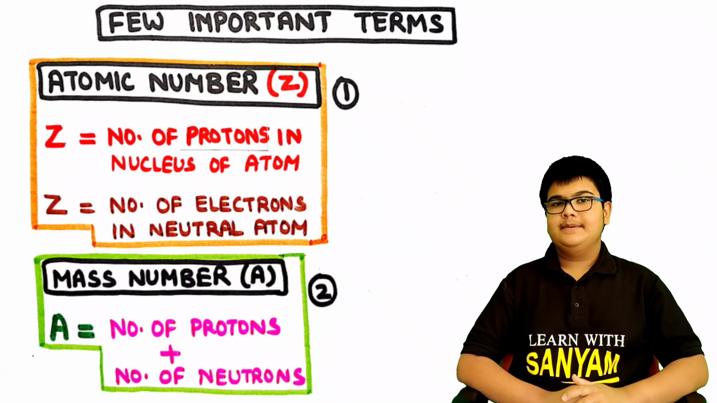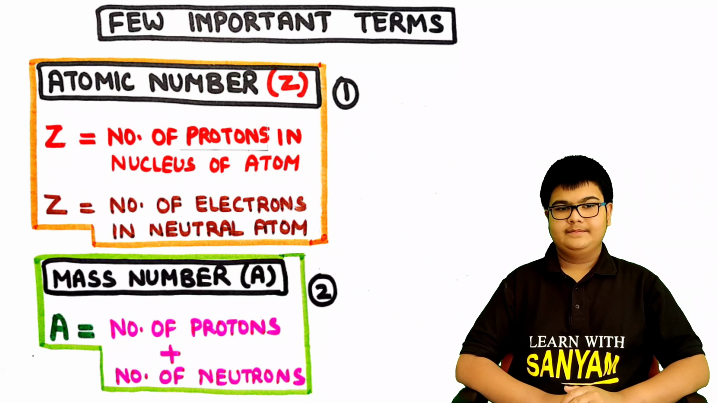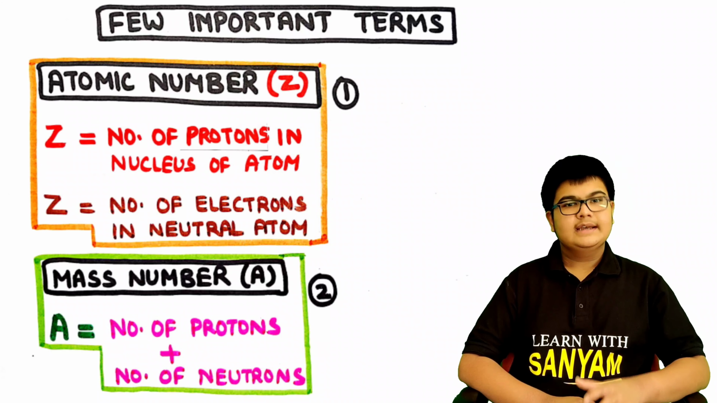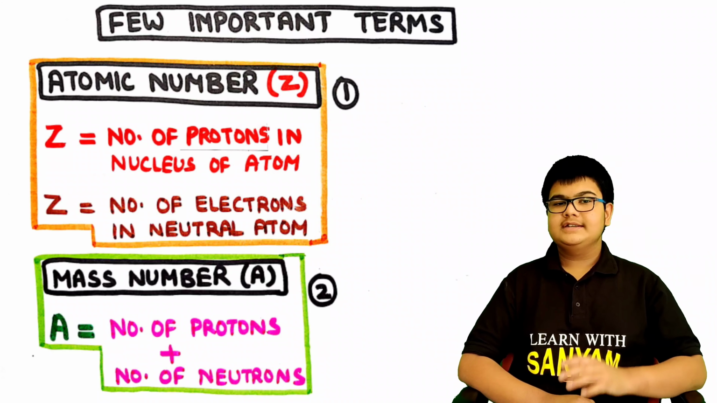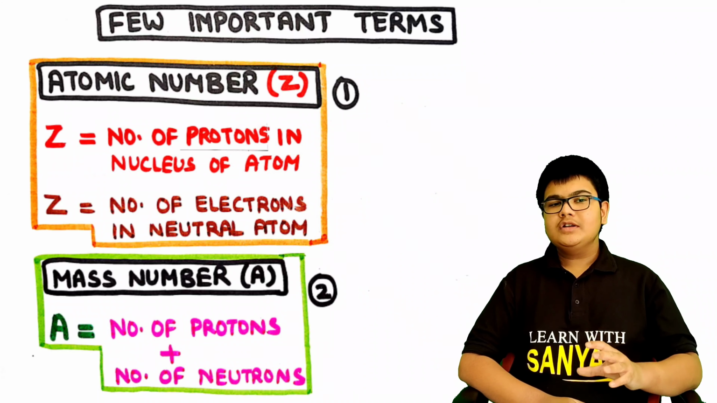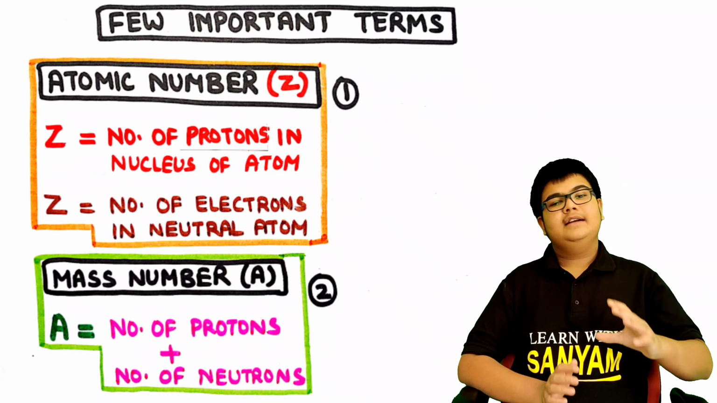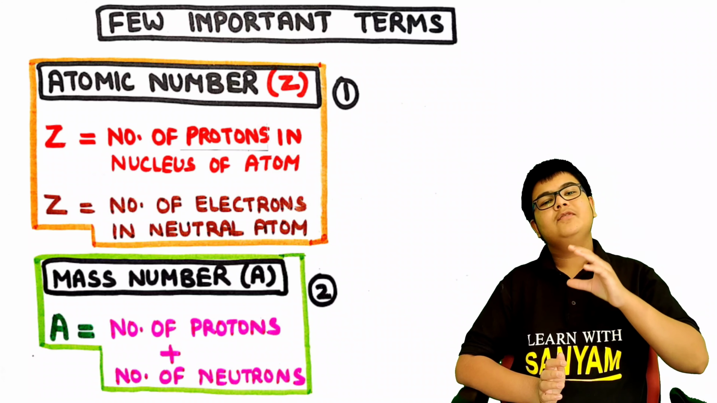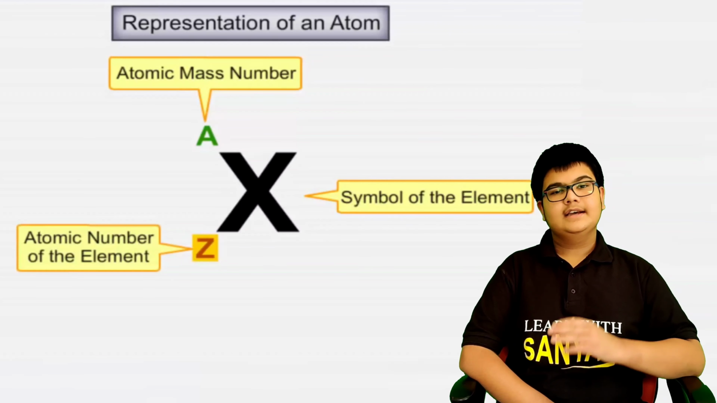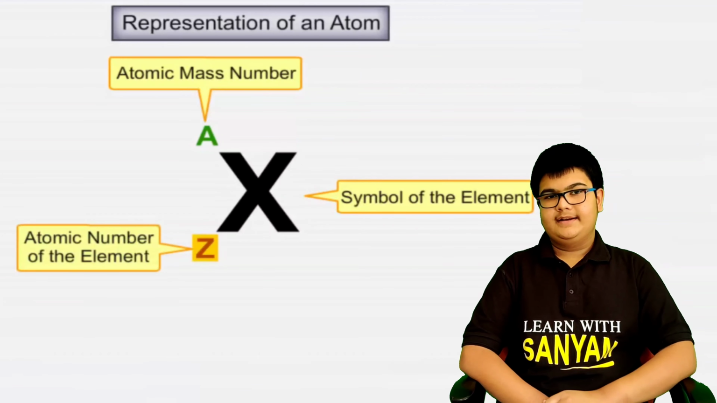Second, mass number, denoted by A. Mass number is equal to the number of protons plus the number of neutrons in the nucleus of an atom. So just the number of protons is equal to atomic number, and number of protons plus number of neutrons is equal to mass number. Now let's discuss how we represent an element.